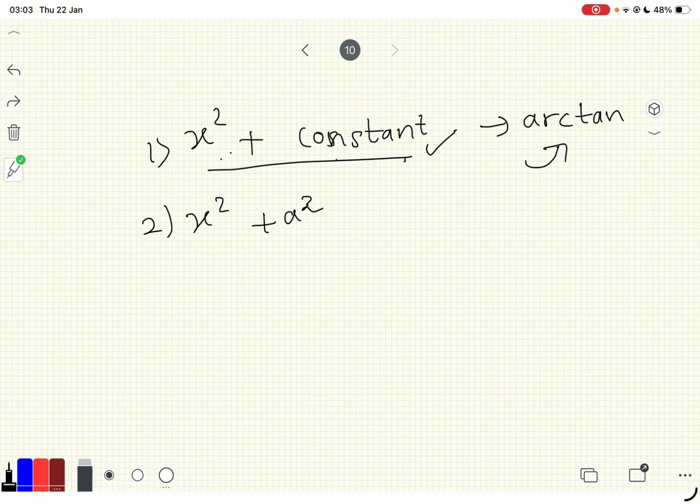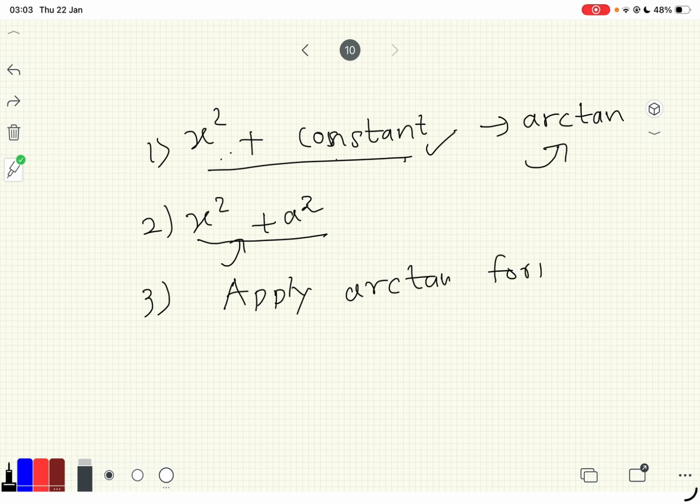The second step, make it match exactly x squared plus a squared. Sometimes you must factor out a number or else rewrite it so it looks like x squared plus a squared. Then you apply the third step, you're gonna apply the arctan formula.